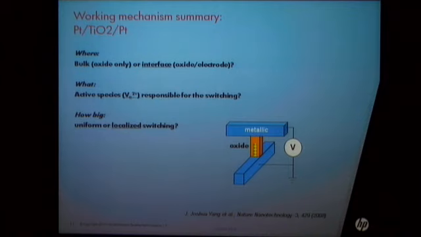Okay, so without going into the detail showing the evidence, I'm just going to summarize the switching mechanism for this device. First, it happens at the interface region. Oxygen vacancies are responsible for the switching. And it is localized inside of the device rather than uniform across the entire device area. You can imagine there is a conductance channel inside of the device made of sub-oxide material with a lot of oxygen vacancies. Oxygen vacancies can be driven up and down, giving you the switching.